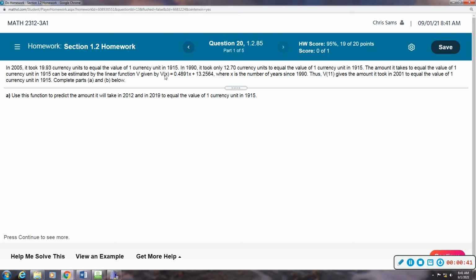So basically they've taken ordered pairs and come up with an equation to help you find the equal value of currency in any specific year. X is the number of years since 1990. And then it says thus V11, so if you add 11 to 1990, that will put you in 2001. So that's what this means: in 2001, it took that much to equal the value of 1 currency unit in 1915.